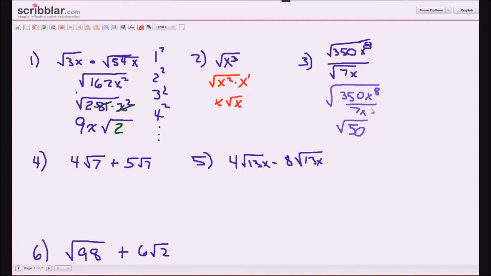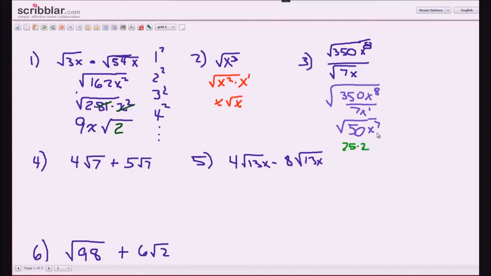Now we have this here is a rule of exponents. 8 minus 1 is 7, so we have x to the 7th. That's not quite done yet. There's a perfect square in the 50 and in the x to the 7th. The perfect square in the 50 is actually the easier one. 50 is the same thing as 25 times 2.